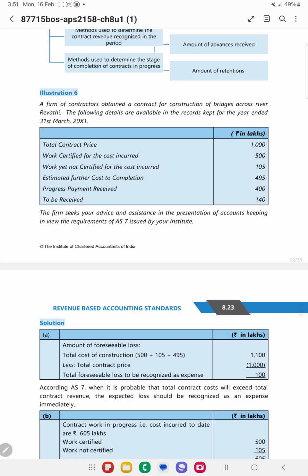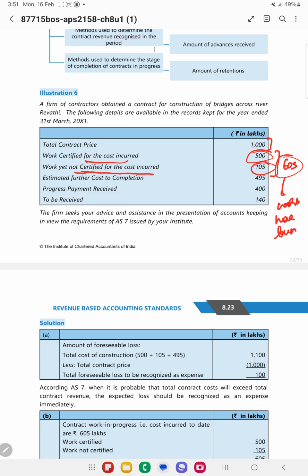Now the contract price is how much? Basically the contract price is 1000, right? Now work certified on the contract is how much? 500. Work yet to be certified for the cost incurred is how much? 105. So basically, to the extent of 605, work has been completed. Okay, so work has been completed.